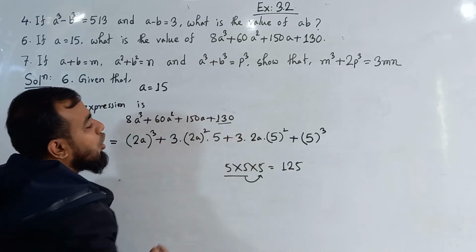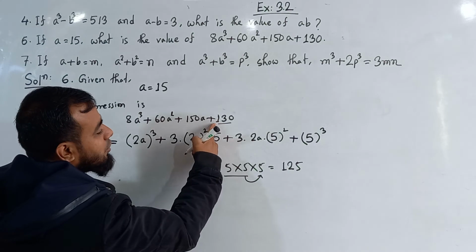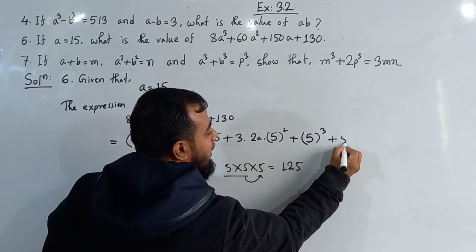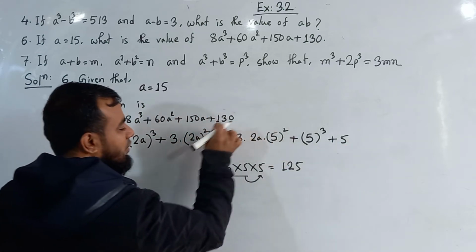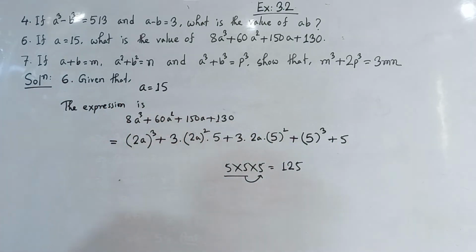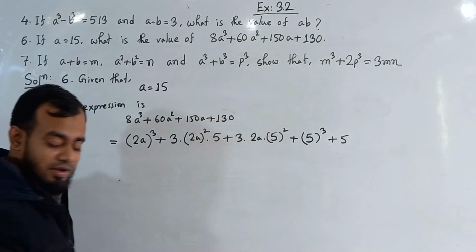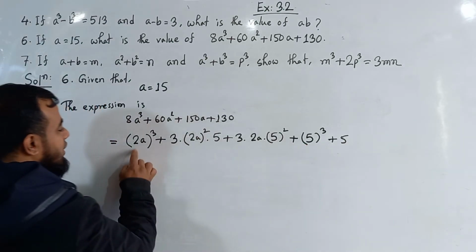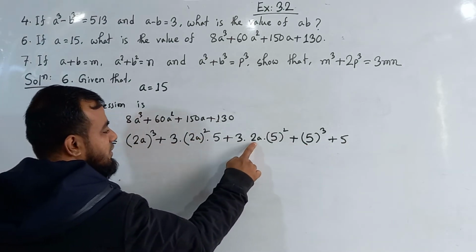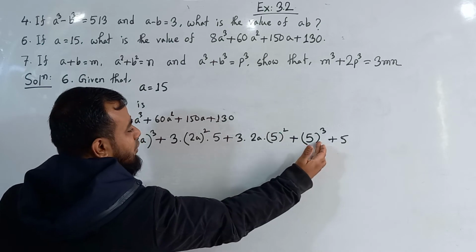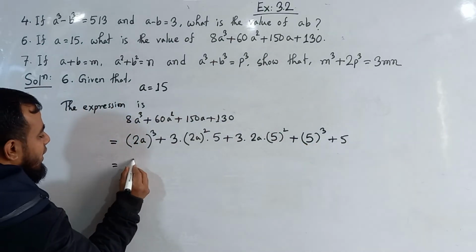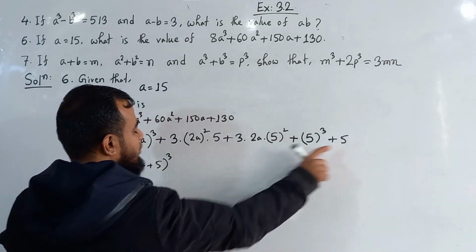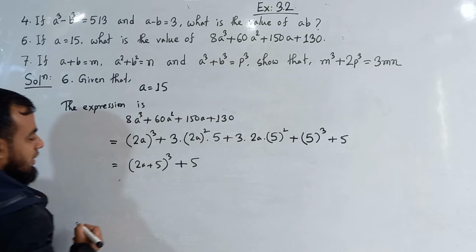But we had 130, and we have written down only 125. So we need to add 5 with this, then we will get back 130. I hope you have understood how to break it down. Now we can write the formula of a plus b whole cube, because this is our a, this is our b, and a cube plus thrice a squared b plus 3ab squared plus b cube. Up to this one we can write the formula of a plus b whole cube. Then plus 5 we will add, nothing else.